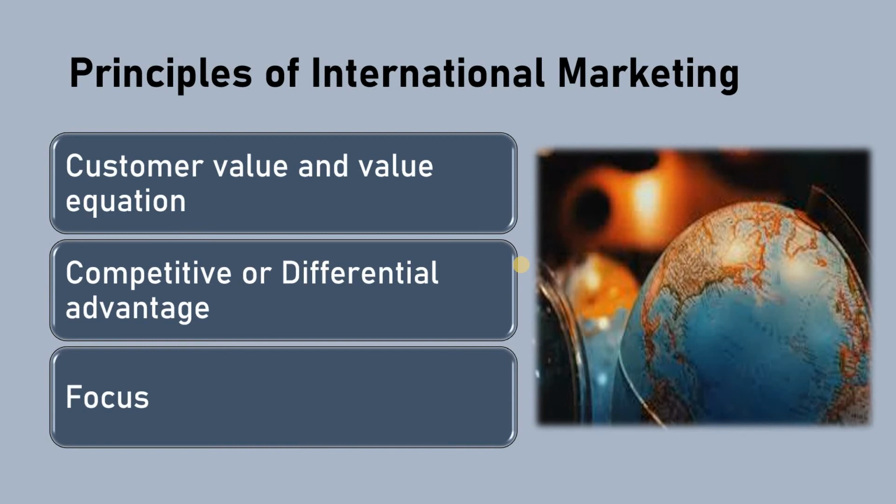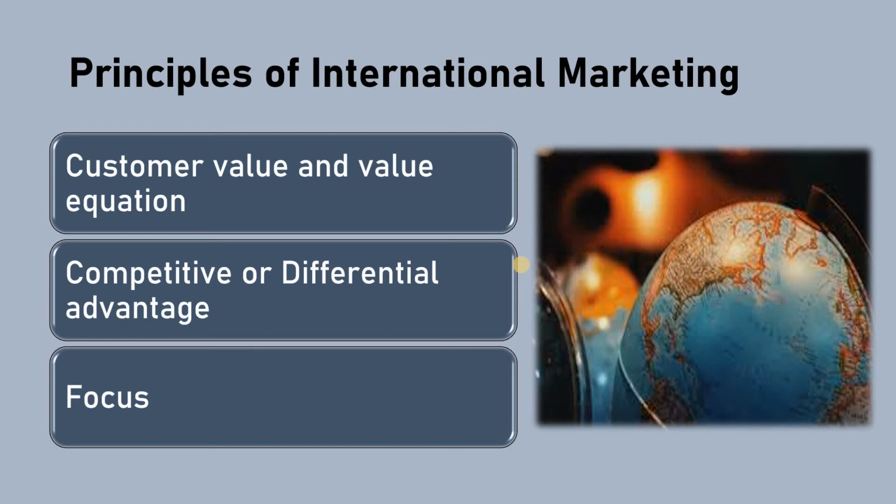Now, when I talk about principles of international marketing, there are three major principles. First one is the customer value and value equation. When we are talking about the customer value and value equation, we always have to remember that even if we are talking about international marketing, the basic concepts, the principles are the same as that of marketing. So the task of marketing is to create customer value that is greater than the value created by the competitors. If I'm able to provide more value to the customer than the competition, only then I can survive in the market and I can dominate my competition. So the value equation is a guide to this task.